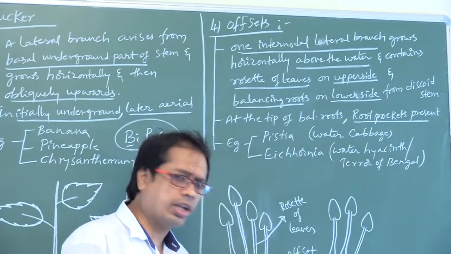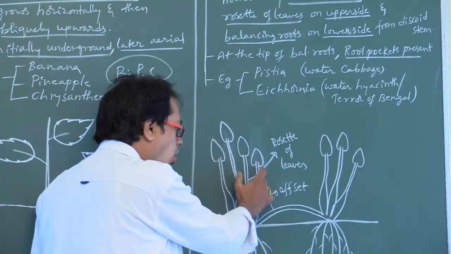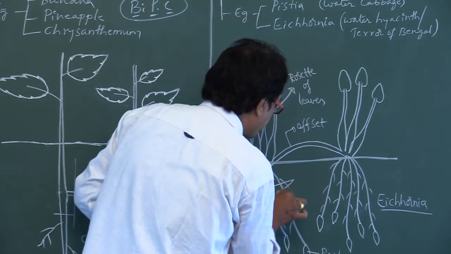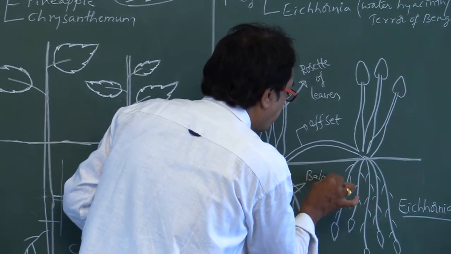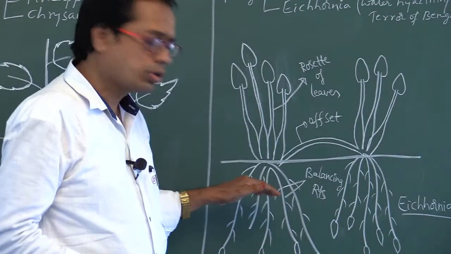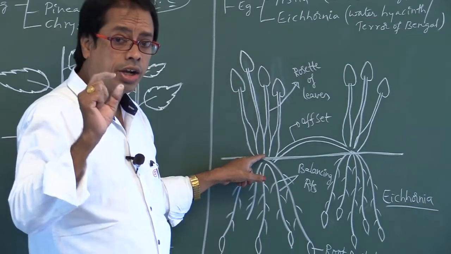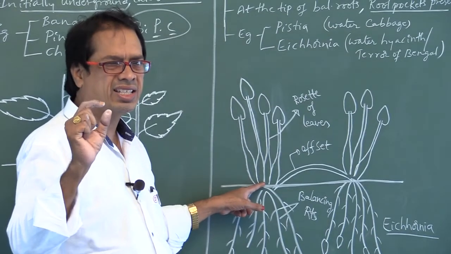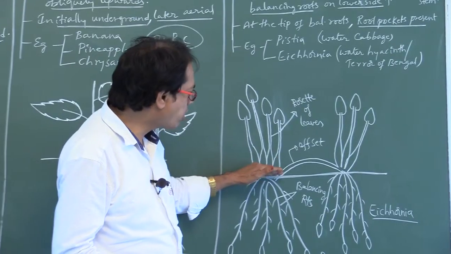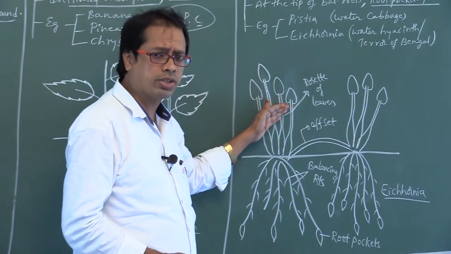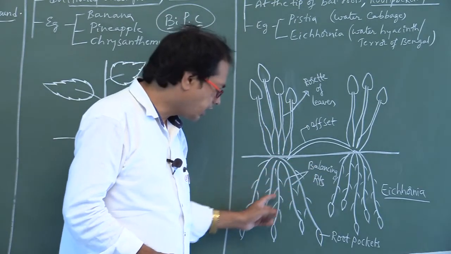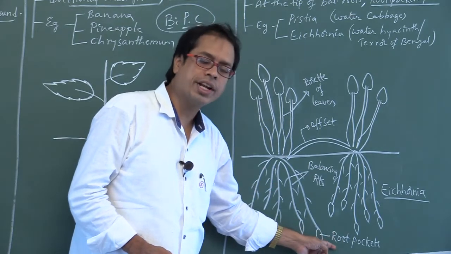Last one, offset. If you look here, these are called the rosette of leaves. These are called the balancing roots. The stem is very much reduced into a discoid stem, a disc-like structure. So here the stem is not visible, and above the discoid stem a rosette of leaves is present. Below the discoid stem balancing roots are present. At the tip of balancing roots root pockets are present.